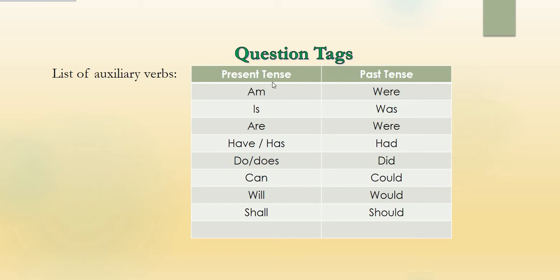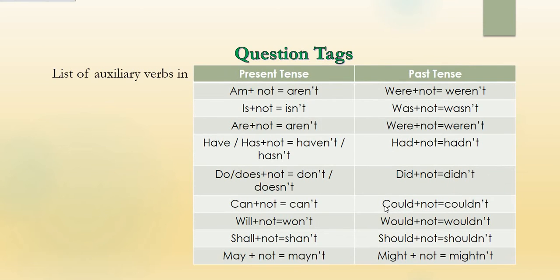Auxiliary verbs in their present tense are am, and in the past tense, were. Is becomes was, are becomes were. Have or has becomes had, do or does becomes did. Can becomes could, will becomes would, shall becomes should. And when they are converted into their negative form, it becomes like this.